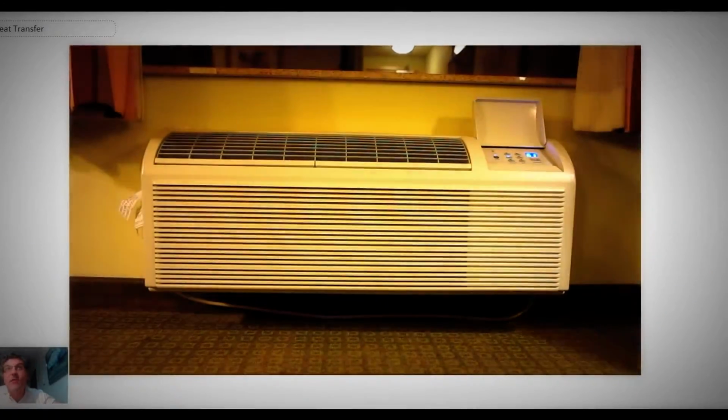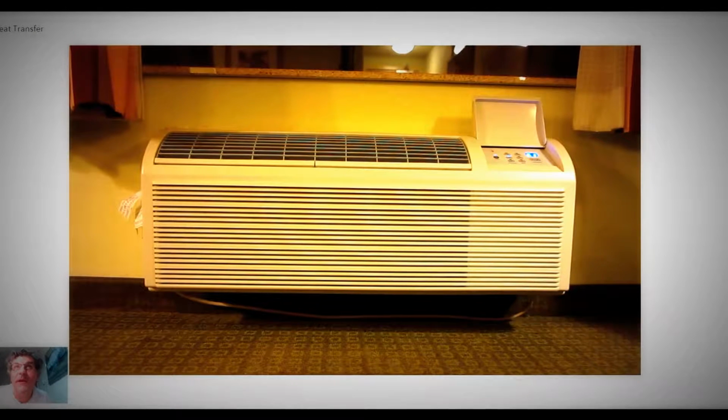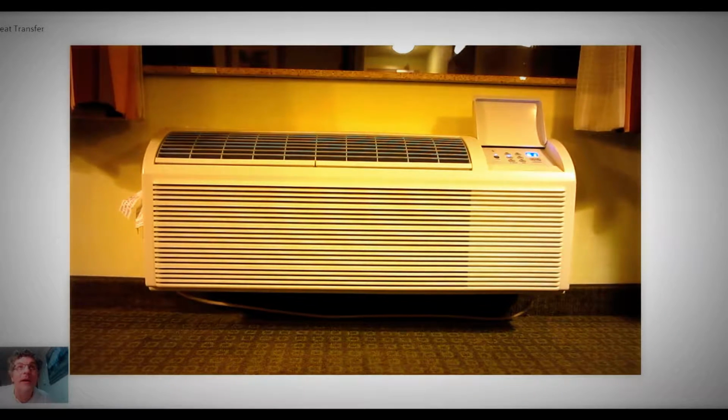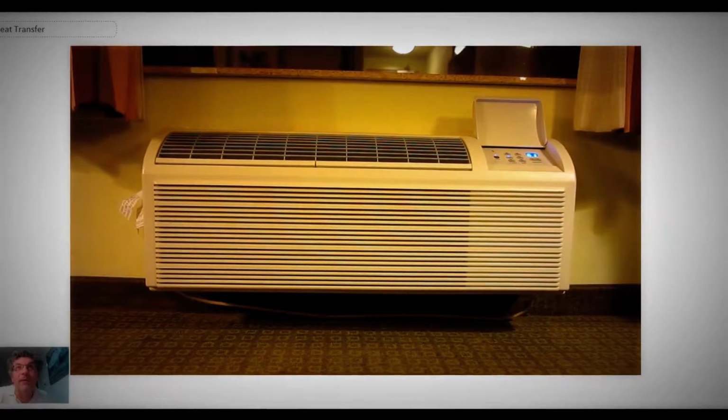If you've ever stayed in a hotel, I'm sure you've heard this all night long. This is a heat pump, either heating or for cooling inside of a hotel room, and it'll cycle in and out throughout the night. There are heat exchangers within there to cool the air that is going through that.